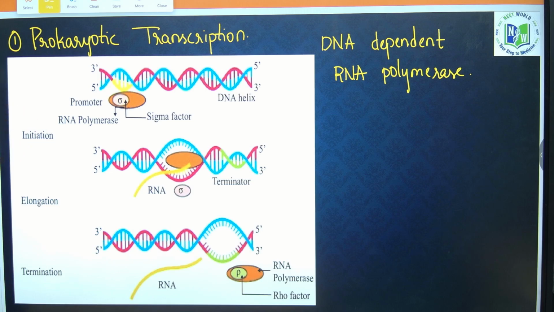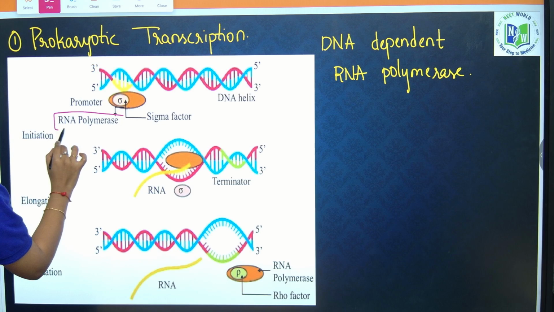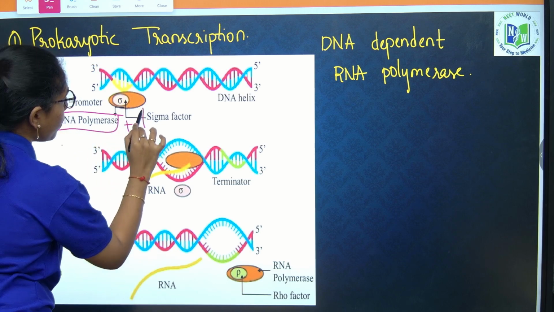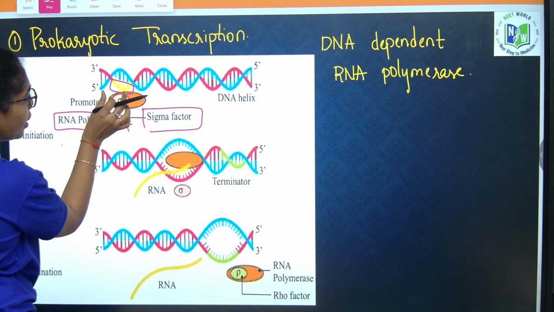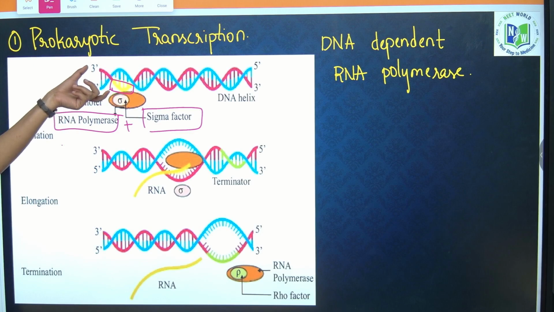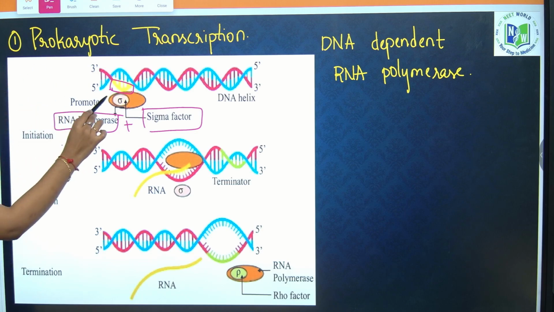At the time of initiation, RNA polymerase along with sigma factor will come and attach to the transcriptional unit. It will come and attach to what? The transcriptional unit, that is the promoter region.